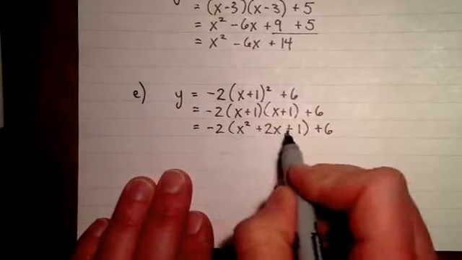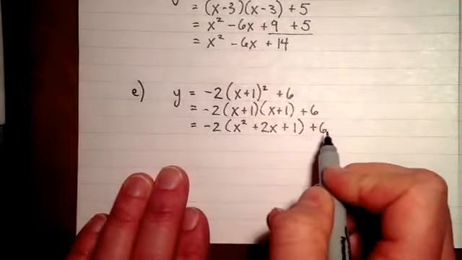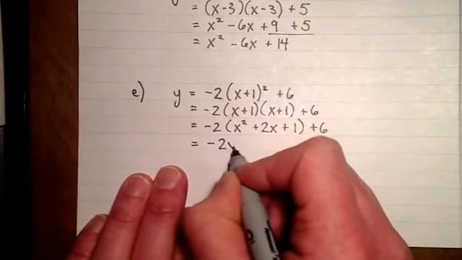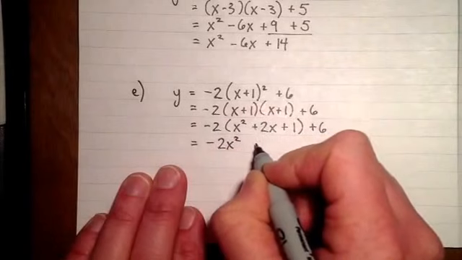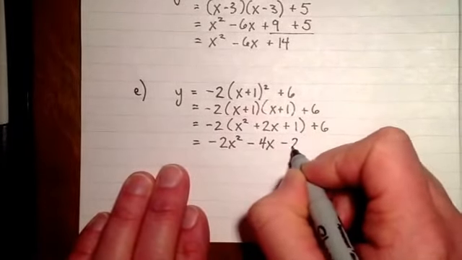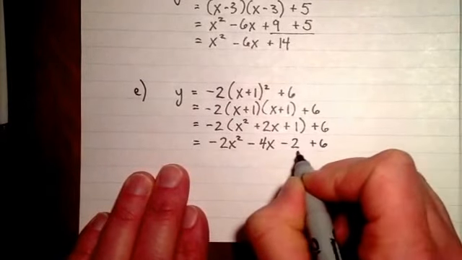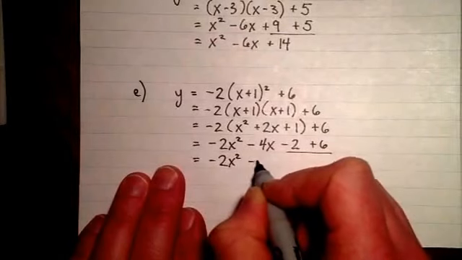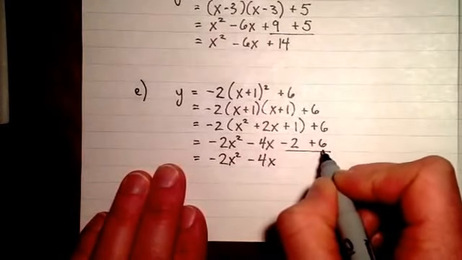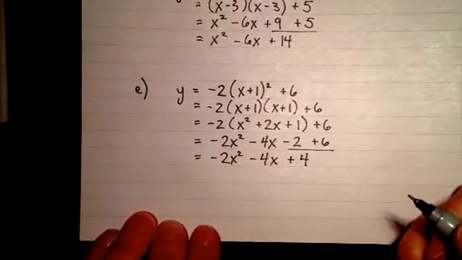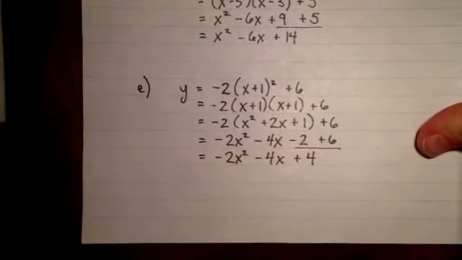And now I'm going to multiply everything in the brackets by the negative 2. Be careful you don't multiply the 6 by the negative 2. So negative 2x squared minus 4x minus 2 plus 6. And then I'll group those. So I've got negative 2 plus 6 is plus 4. Okay. So I'll do just a couple. I think I've got 2 examples on the back of this.